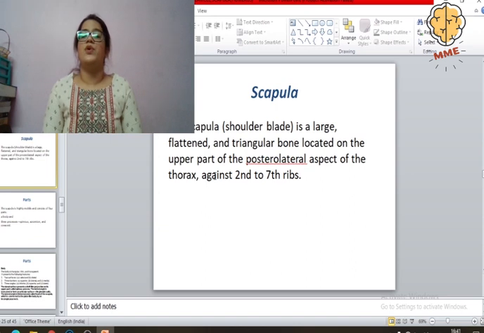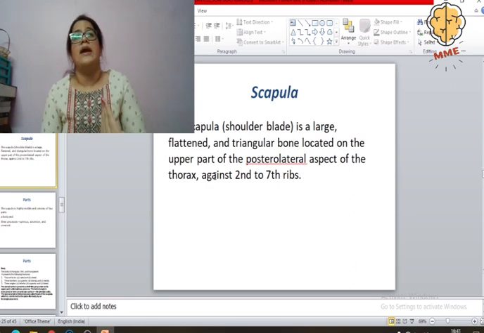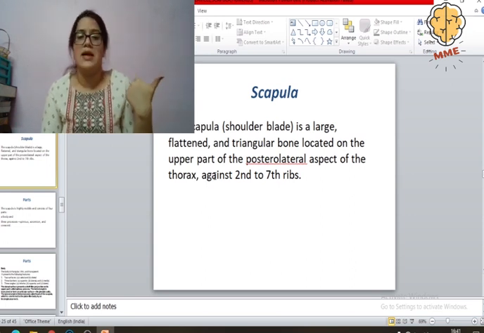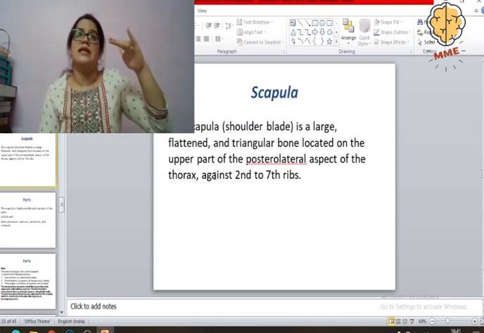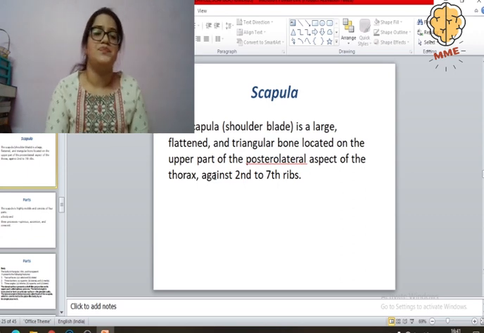So we have been told it is large, flat, triangle, right? And it is located on the upper part, so it is up, posterior, lateral, okay? And the length is from the second to the 7th rib.